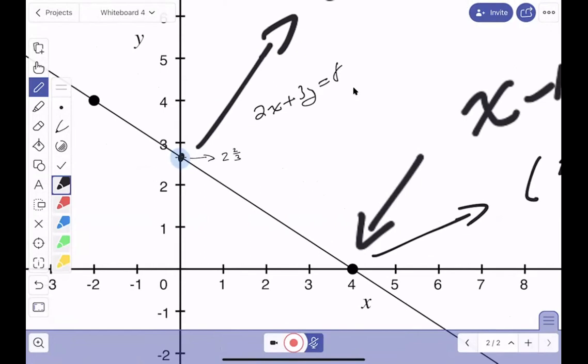And why do I know that? If x is 0, what would I get for the y? You would get 0 plus 3y is equal to 8. Let's write this down. y would be equal to 8/3. What's 8/3? 2 2/3. Well, you know what? I was pretty lucky, wasn't I? I got it right on the mark. And what's that going to be? 8/3.